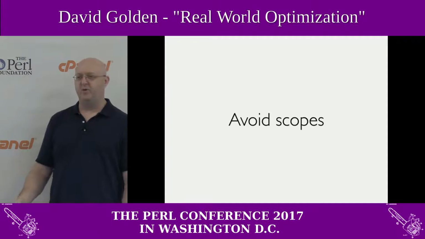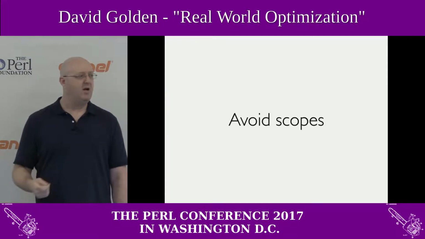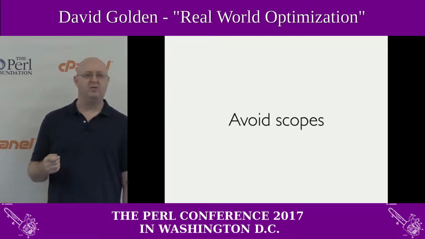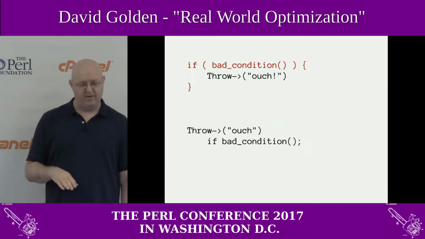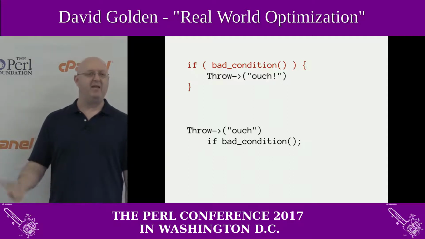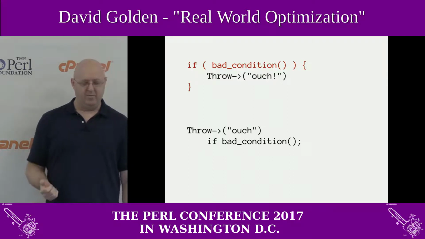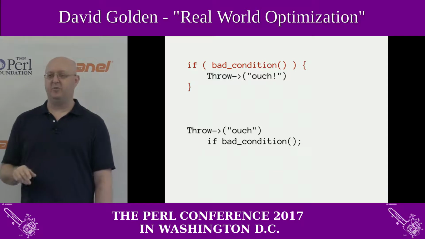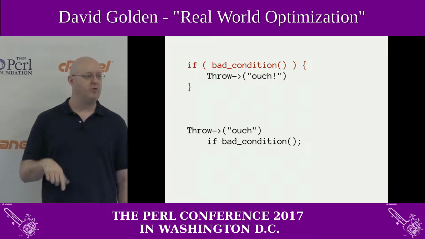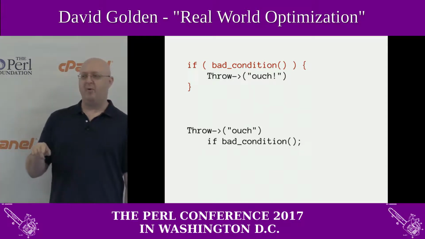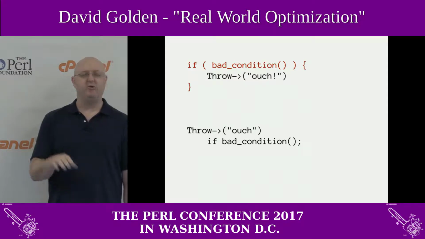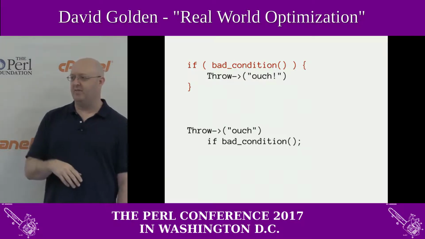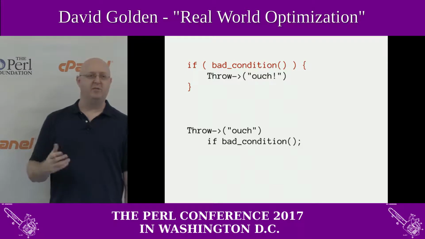So the number one thing is avoiding scope, right? Every time you create a new scope in Perl, the Perl interpreter does a lot of work to set up that scope and get ready to clean up that scope at the end. So things like this: if some bad condition happens, throw ouch. Throw ouch is sitting inside a scope. So before it can do that throw ouch call, the Perl interpreter has to set up all the mechanisms it needs so that whatever happens in that subroutine can be cleaned up at the end of that block. Right? If you'd created variables, they'd have to be garbage collected at the end of it. So all of that machinery gets set up simply so I can throw a method.